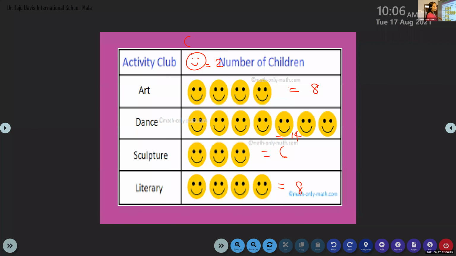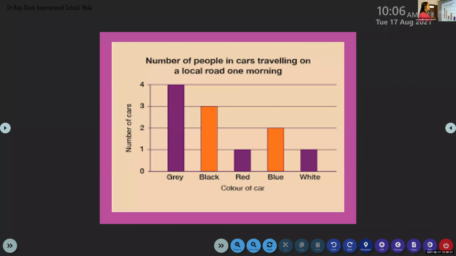This is one face only, right? So that is why we represent it as a bar graph. Bar graph. Yes, ma'am. These are bar graphs. Okay, children. Get this one right.